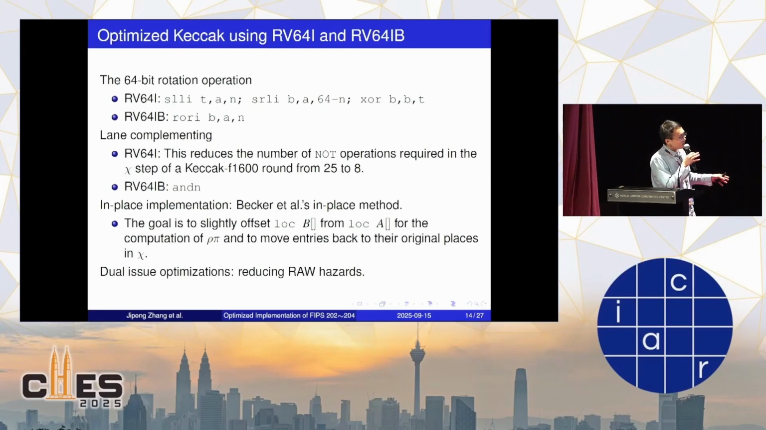And then we performed optimization regarding the feature of the microarchitecture, dual issue, to reduce the RAW hazards, to improve the pipeline efficiency. RAW means read after write.